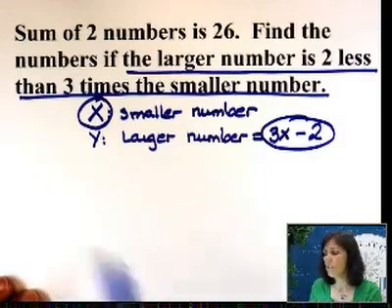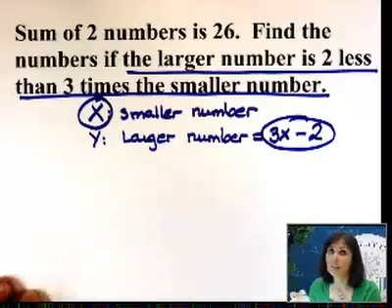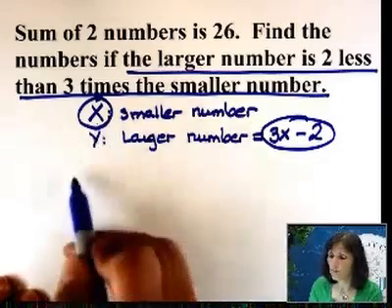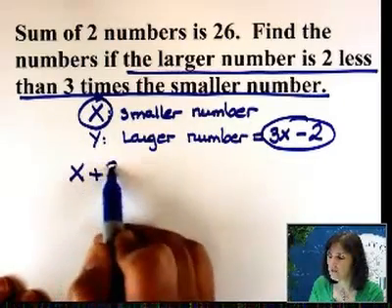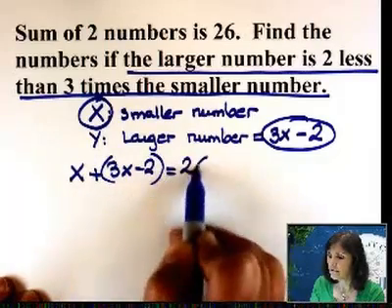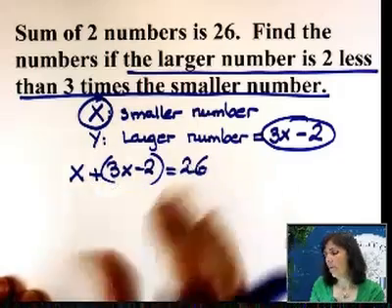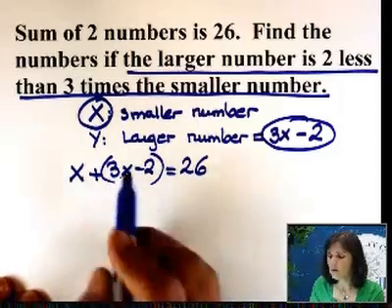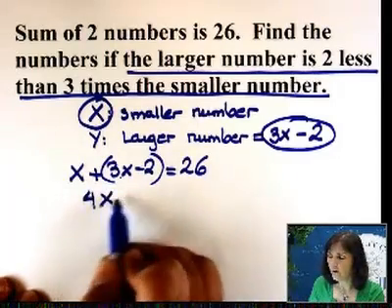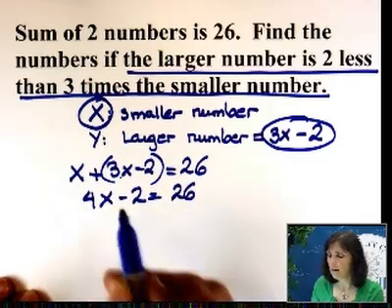Now I need one more sentence to put it together. The sum of two numbers is 26. That means the small one and the big one. So the small one is x. The big one is 3x minus 2. And that whole thing is 26. Take out the parentheses and combine the like terms. 3 plus 1, that's 4x equals 26.